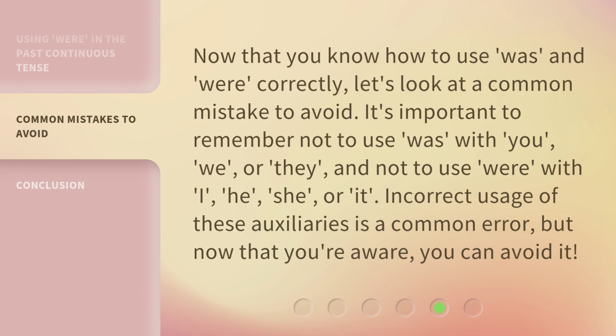Now that you know how to use was and were correctly, let's look at a common mistake to avoid. It's important to remember not to use was with you, we, or they, and not to use were with I, he, she, or it. Incorrect usage of these auxiliaries is a common error, but now that you're aware, you can avoid it.